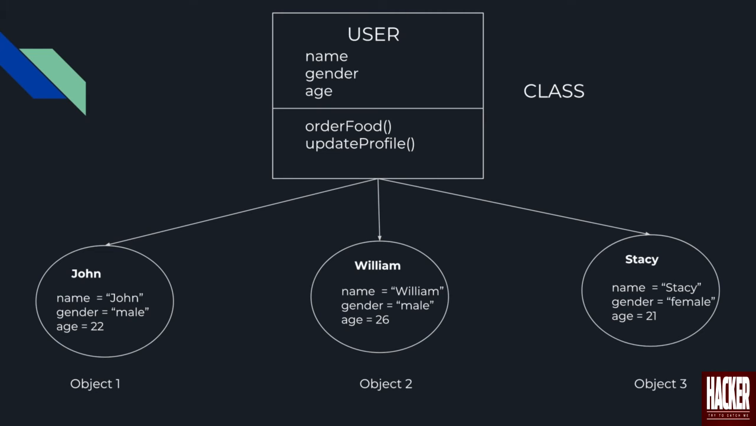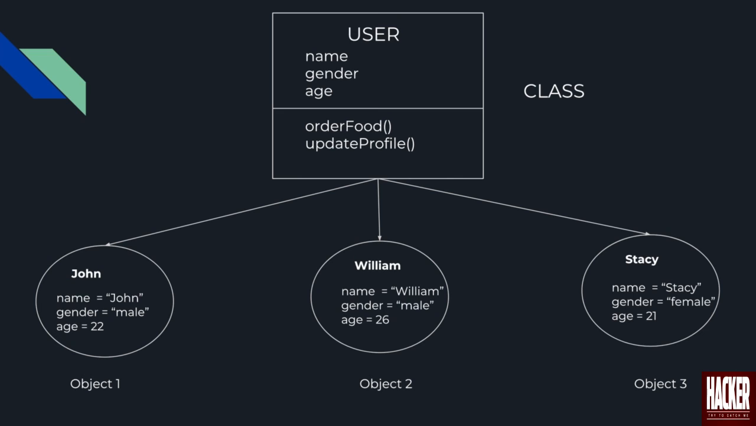These are multiple objects created using the template or blueprint, which is nothing but a class. You can see that the user class has defined the states and the behavior that its object can have. The user class has the state name, gender, and age, and the objects that are created using the user class have these three states defined in them. The objects of the user class can exhibit two behaviors, which are order food and update profile.